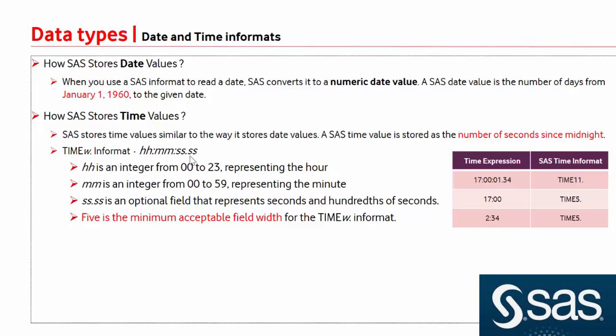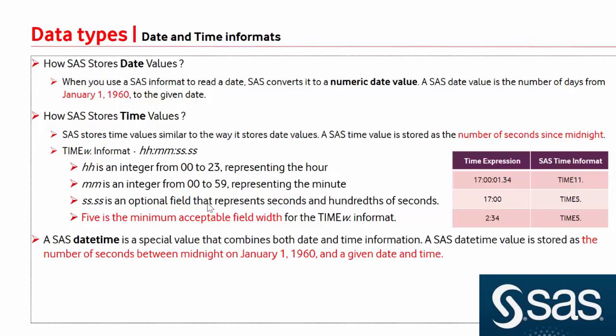Time is shown in HHMMSS.SS format, where HH is the hour, MM are the minutes, SS.SS seconds and hundredth of seconds. This is optional. W is the width and it defines what all should be shown. Minimum of width 5 is mandatory for time.